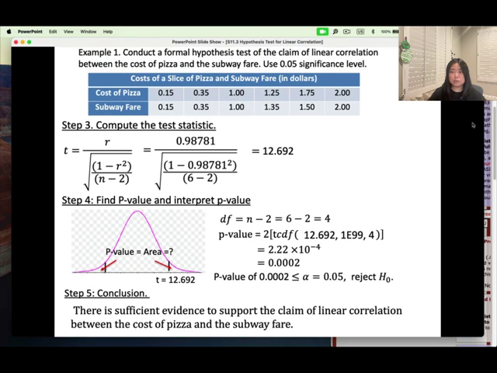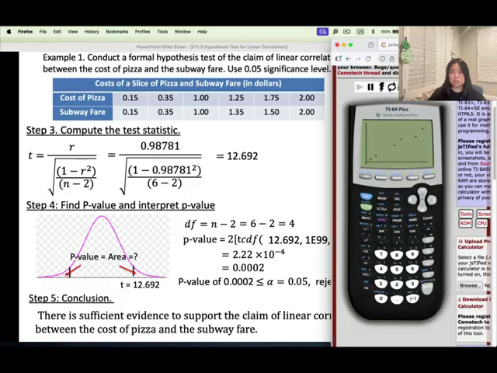And again, double check with your calculator. Okay, you could do it one more time. Your t, your test statistic, 12.692. Degrees of freedom equal to 4. And the p-value, 2.22 times 10 to the power of negative 4. Okay, right?